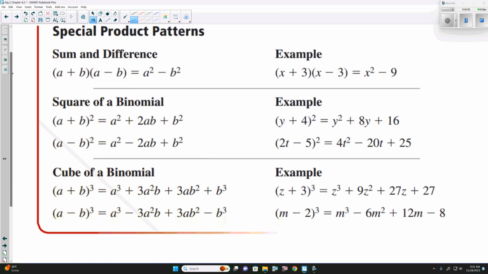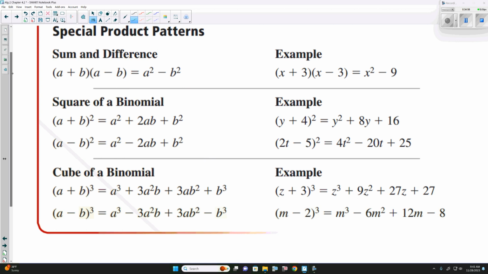Core concept, special product patterns. Well, at this point with factoring, one of the ones that we like to factor most likely, that is an assumption, but is our a squared minus b squared, our difference of perfect squares. Because if we have x squared minus 9, I know that it factors to x plus 3 and x minus 3, yes?